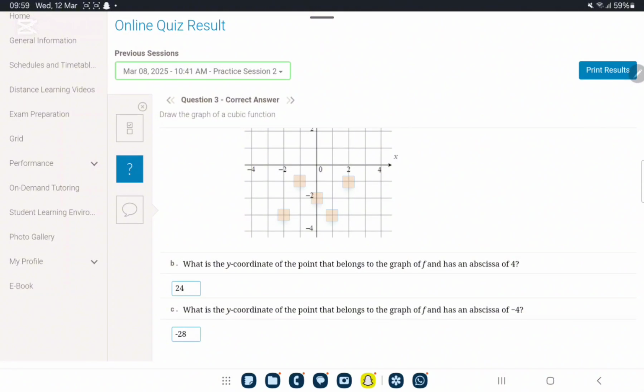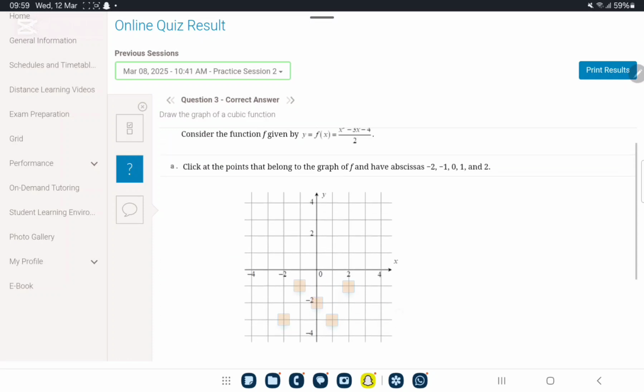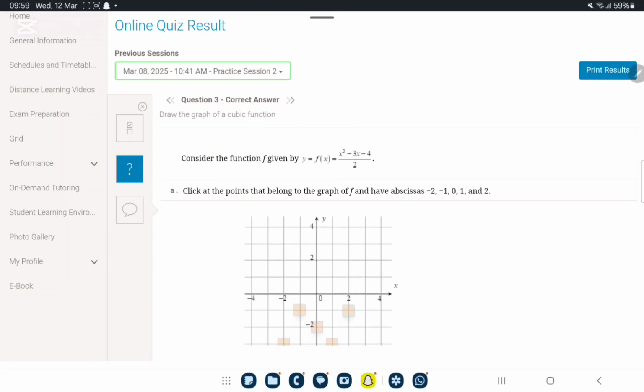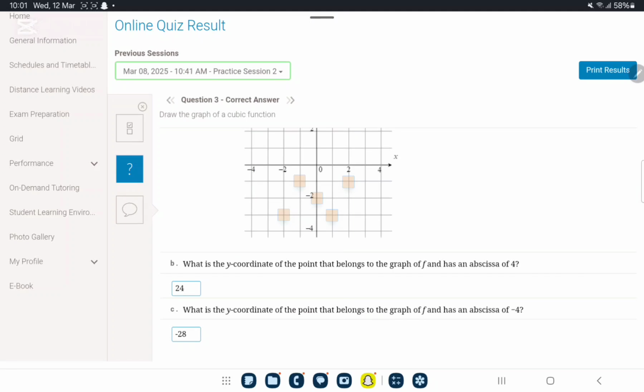Then for the second part, the y coordinate of the points with abscissa 4 and minus 4. So we do the exact same thing. We start with 4 cubed minus 3 times 4 minus 4, over 2. 4 cubed is 64, minus 12, minus 4, over 2. You simplify: 64 minus 16 is 48, over 2, and you get 24. So for x equals 4, it's 24.